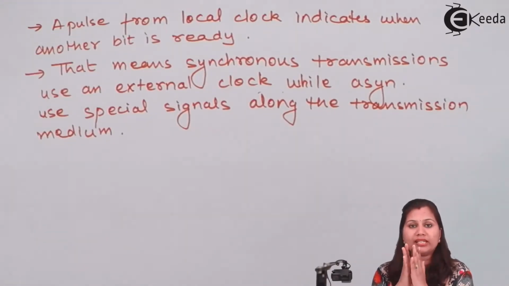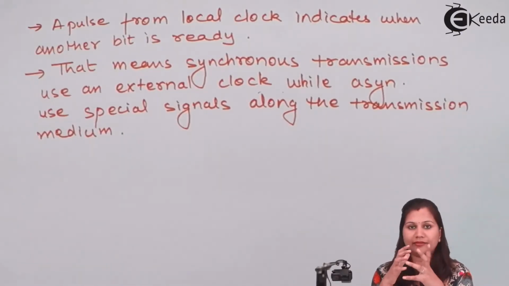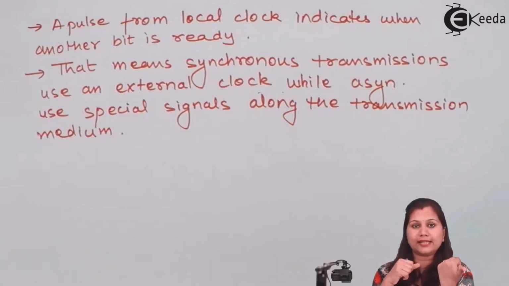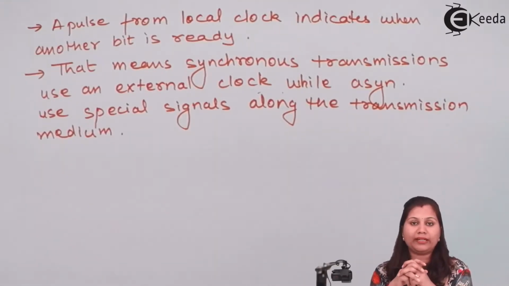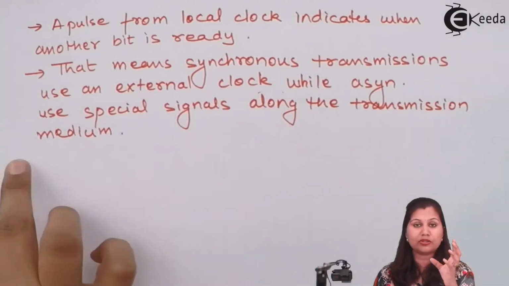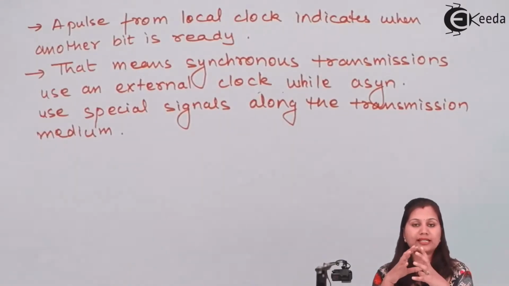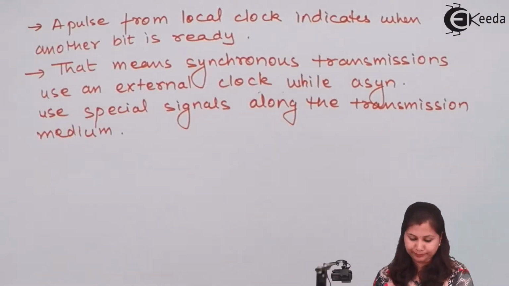Okay, so another difference between synchronous and asynchronous is that in synchronous data transmission, the clock pulse that is provided is external, whereas in the case of asynchronous, it uses special signals along the transmission medium, and these special signals act as the local clock for the transmitter and the receiver. They will have separate clock pulses for them. Okay.